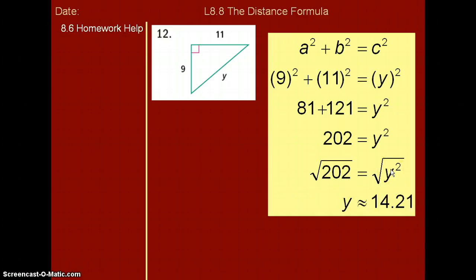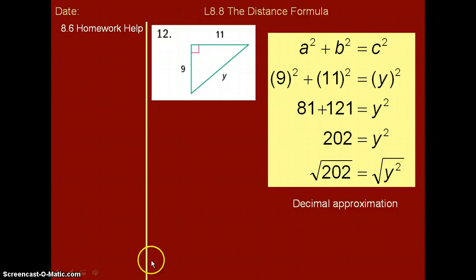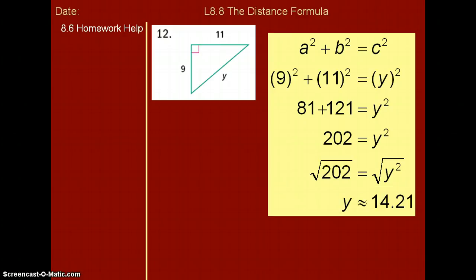So in this case, we're going to use a decimal approximation again, because 202 is not perfectly square rootable, and it doesn't have any perfectly square rootable factors. So we will be left with y is about equal to 14.21, 14 and 21 hundredths.